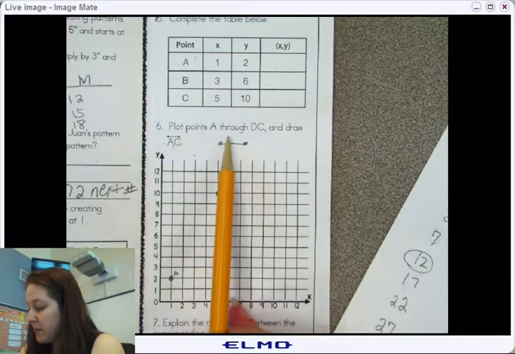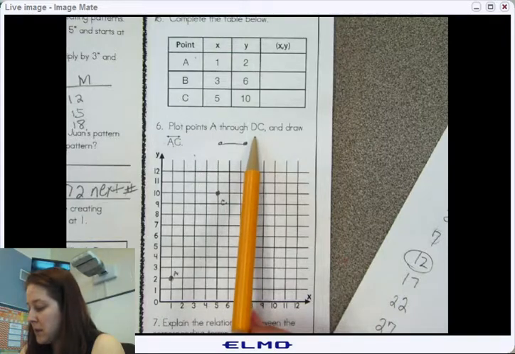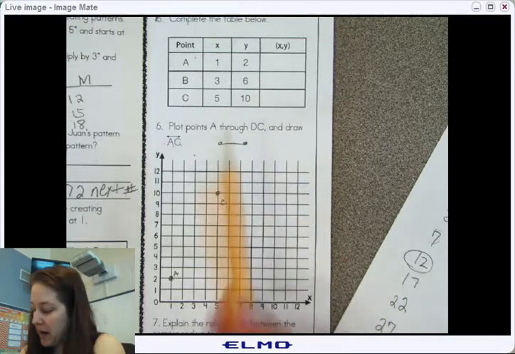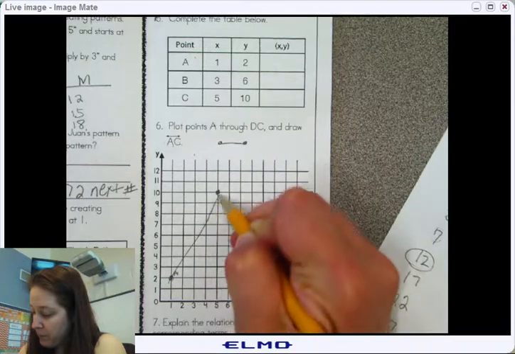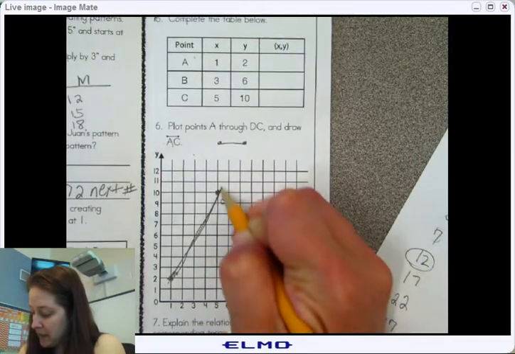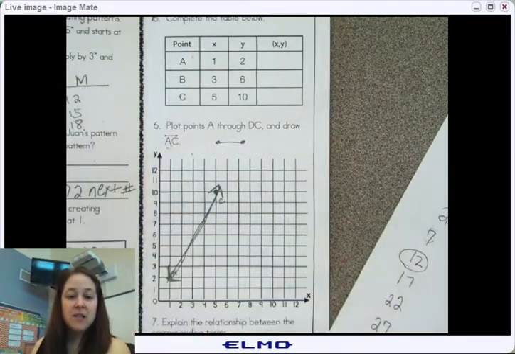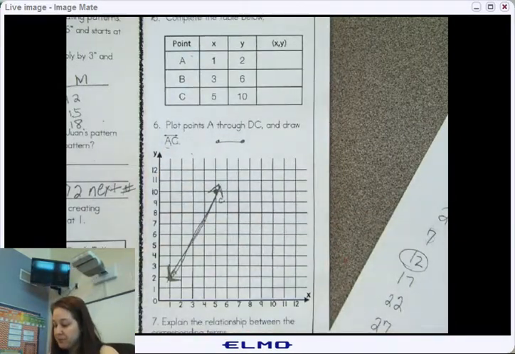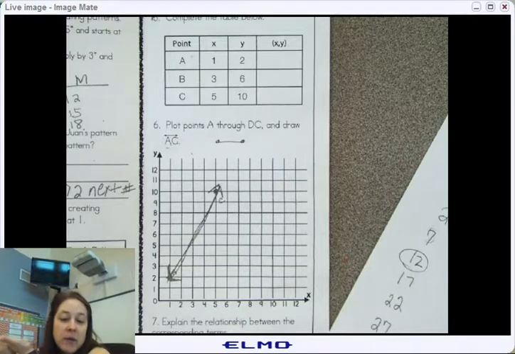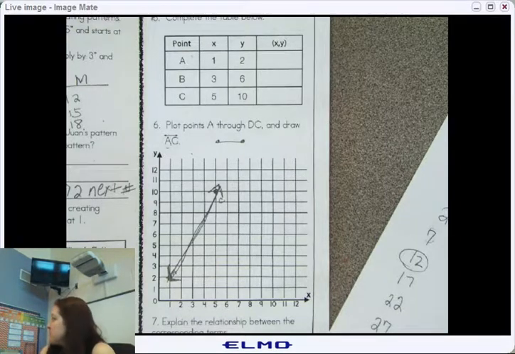Plot points A through D. I think they have an extra line here. Okay, so when you're going to connect the two of them, when you connect your dots, I should have used a ruler. This up here tells you have to have arrows, down here you have to have arrows. Okay, explain the relationship between the corresponding terms. So what you're going to do is, they're straight lines, so what do they have in common? What is being done? Okay, X is blank of Y, or Y is blank of X.